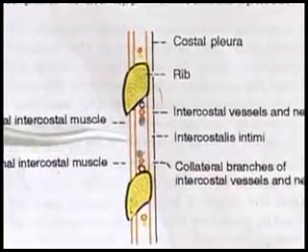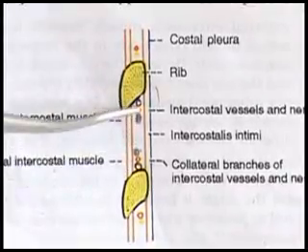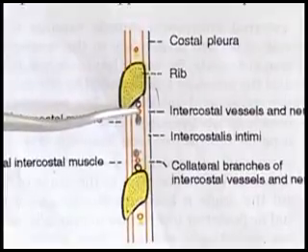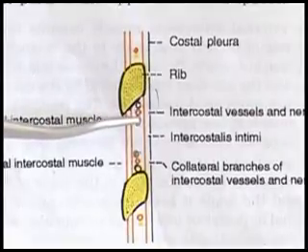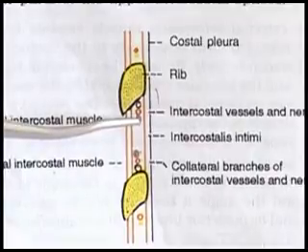The intercostal nerve lies in the costal groove below the posterior intercostal vein and the artery. The order of structures is posterior intercostal vein, posterior intercostal artery and the intercostal nerve.